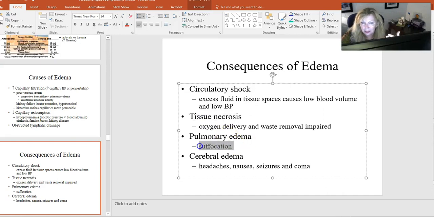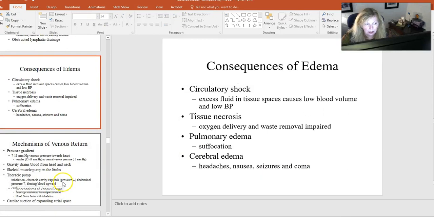Pulmonary edema can lead to suffocation. If your lungs can't change shape and size, air can't move, is not moving. Cerebral edema, so headaches, nausea, seizures, and eventually can even lead to coma. So coma and death.